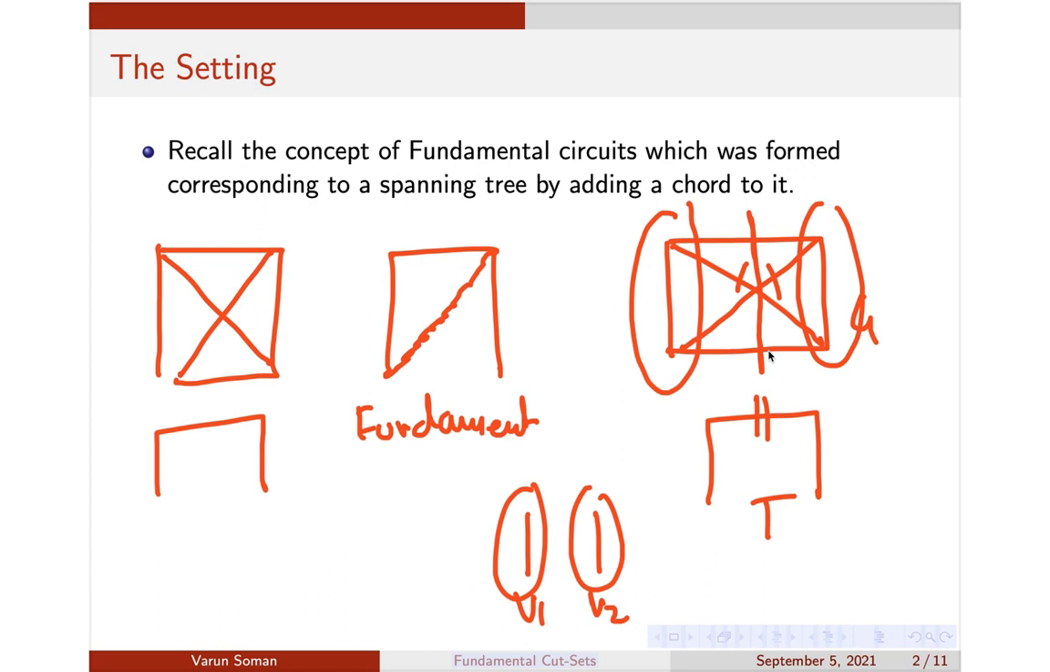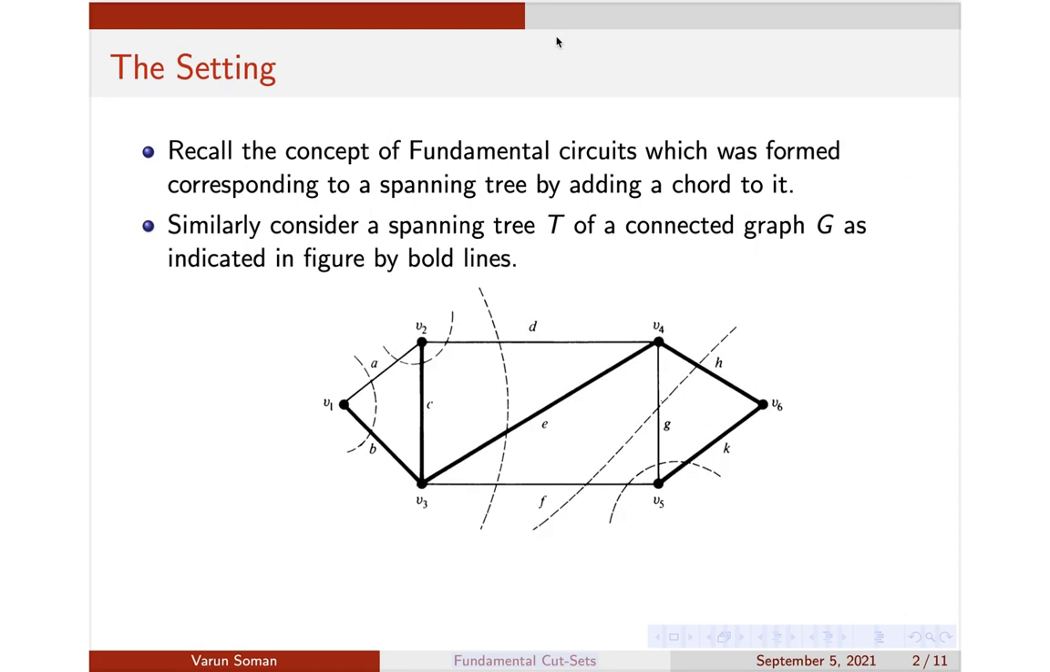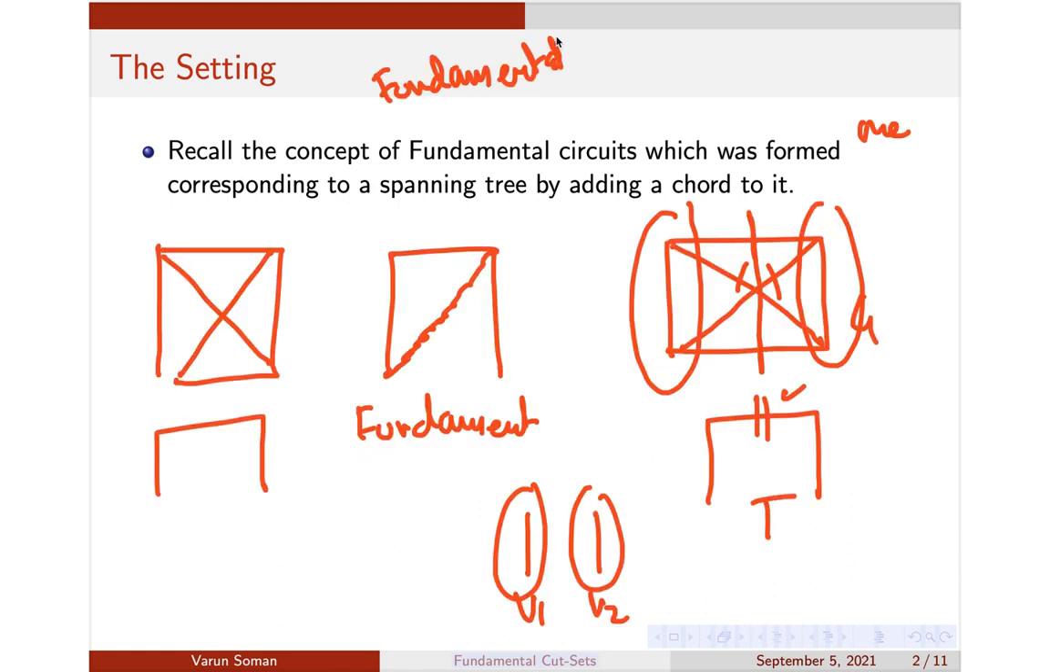If you look at that cut set, you can see that it contains exactly one branch of the spanning tree. A cut set containing exactly one branch of a spanning tree is called a fundamental cut set. So a fundamental circuit, and also a fundamental cut set, is always defined with respect to a given spanning tree. When your spanning tree changes, your fundamental circuits as well as your fundamental cut sets will change.